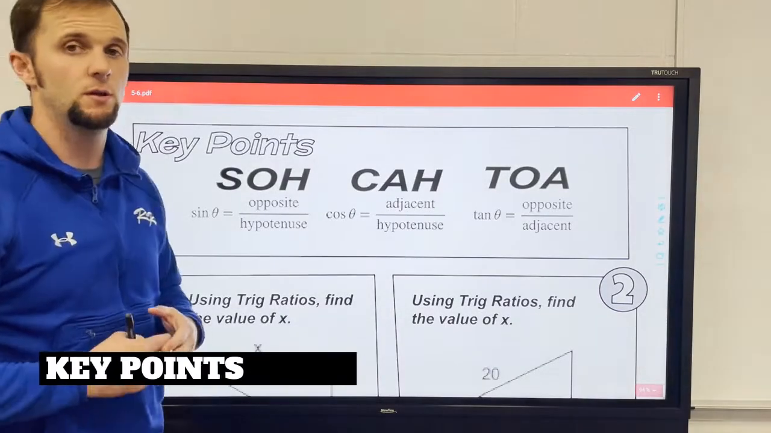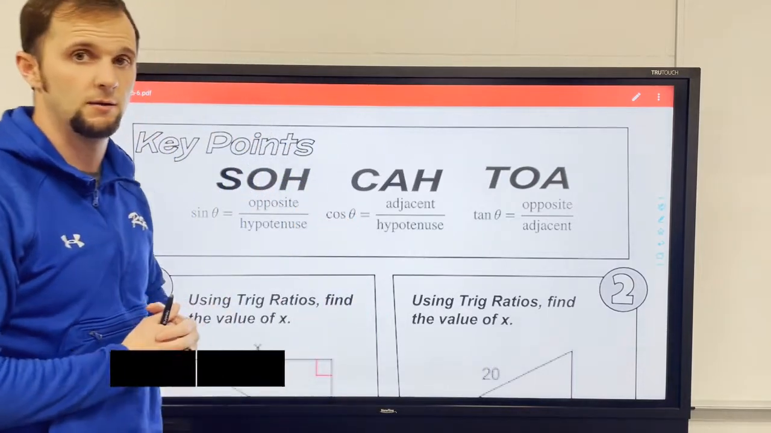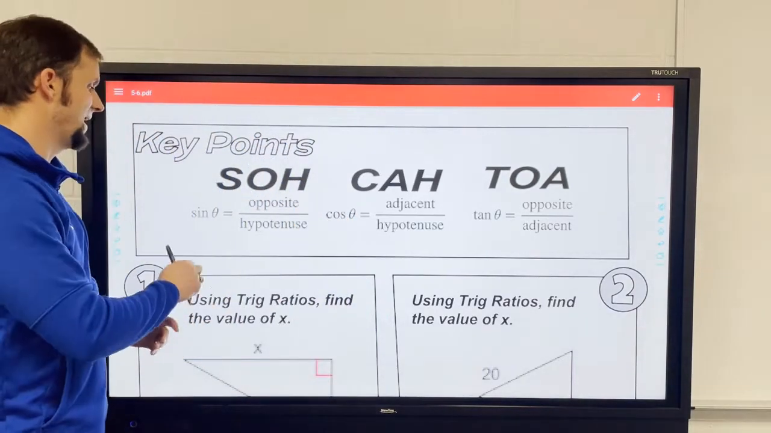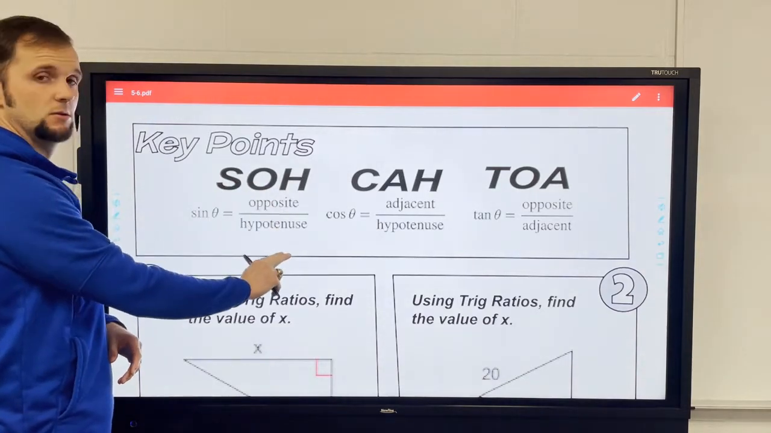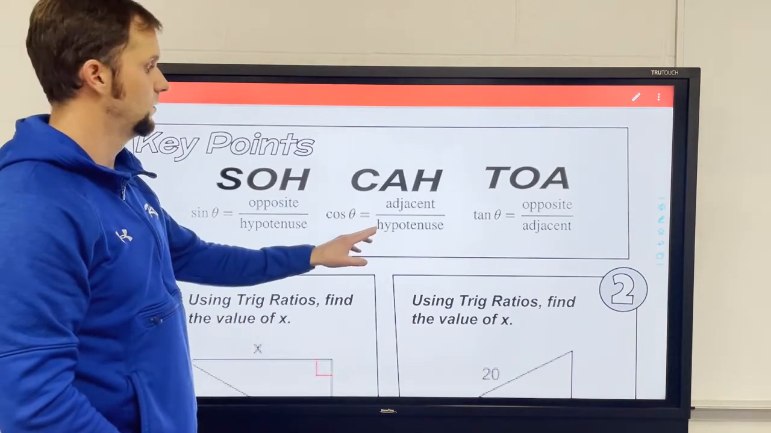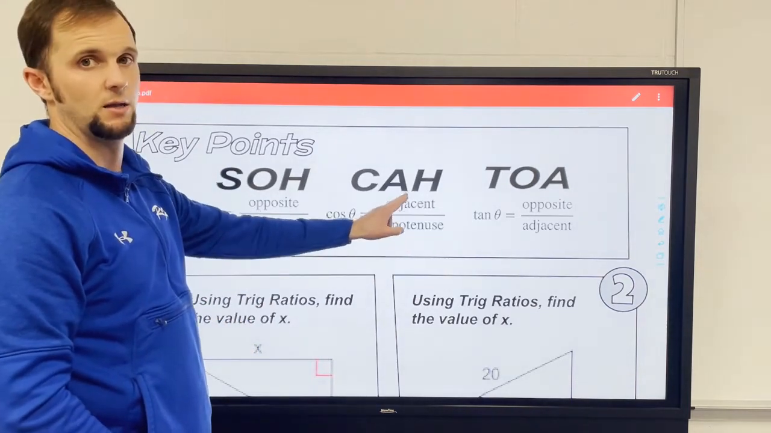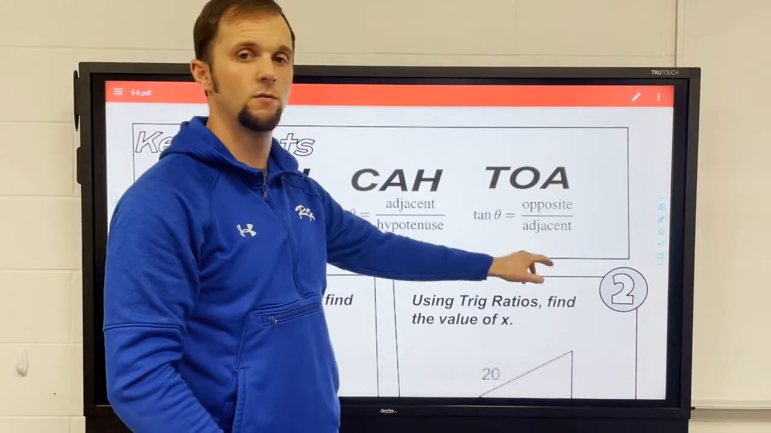Okay, so the first thing we're going to look at are the key points, and the thing that we need to remember are our trig ratios. So we got sine, which is going to be SOH, opposite over hypotenuse. We got cosine, which is going to be adjacent over hypotenuse. And then we got tangent, which is going to be opposite over adjacent.